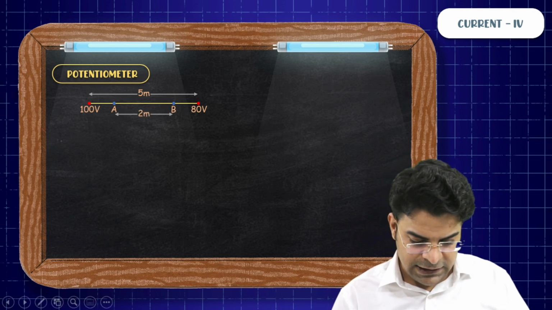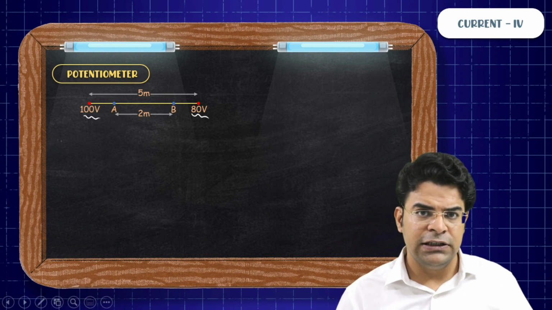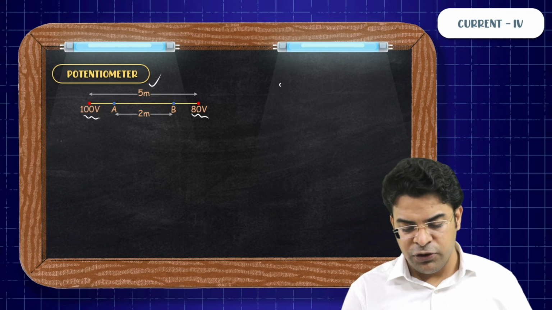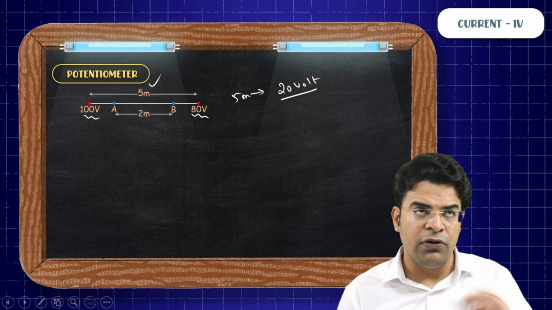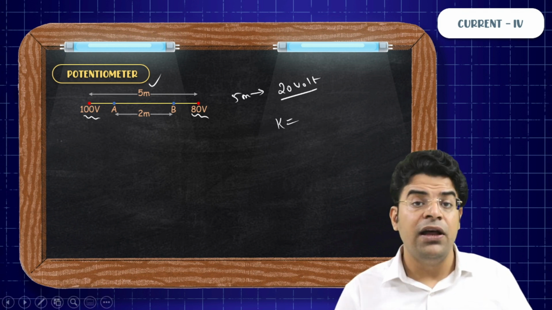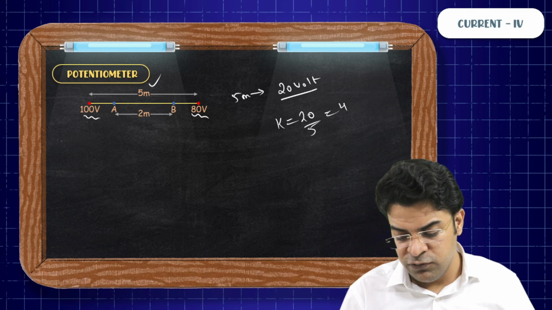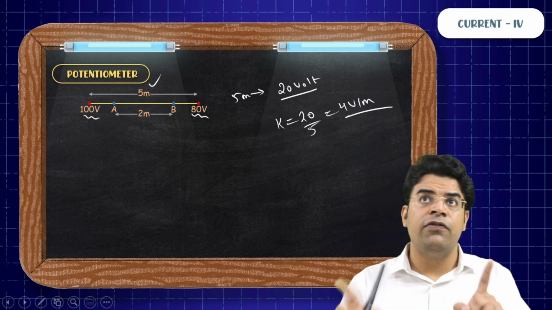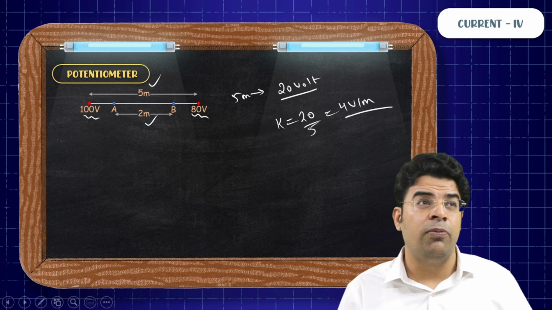So you will say, sir, see, 100 volt of potential here, 80 volt there. Yes. This means that in a length of 5 meter, the potential drops by 20 volt. If in a length of 5 meter, the potential drops by 20 volt, it means that the potential gradient, which is the potential drop per unit length, is 20 by 5. 20 by 5 means 4 volt per meter. So in 1 meter of length, the potential drops by 4 volt. So in 2 meter of length, the potential will drop by 8 volt.